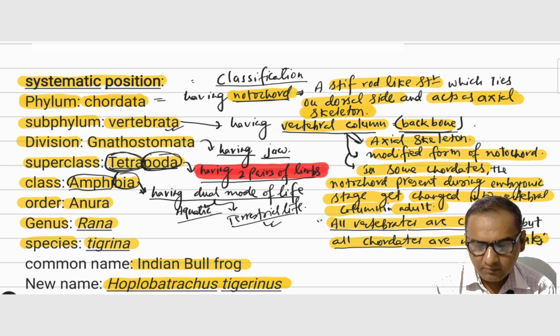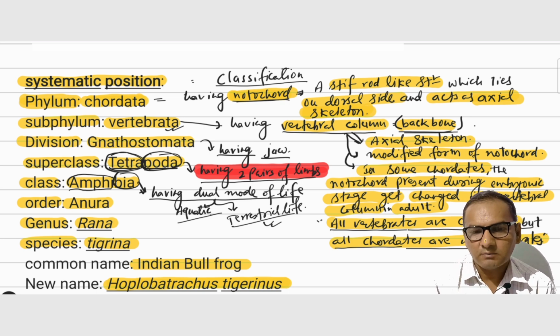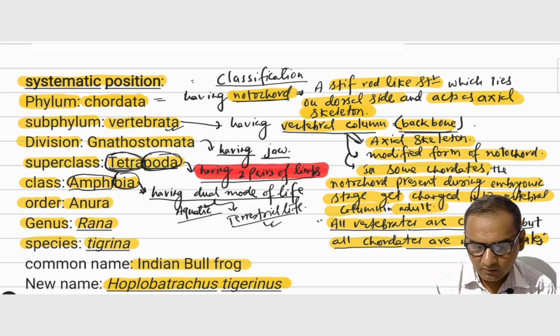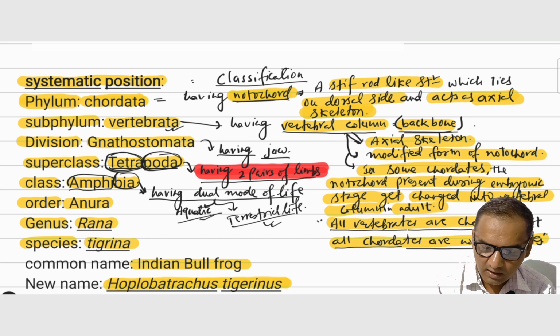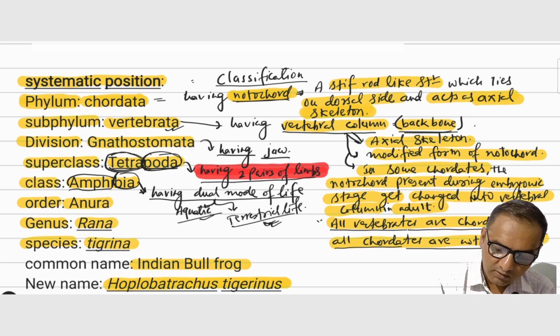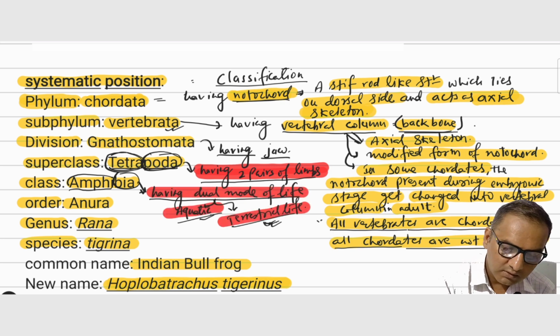The amphibians are the first vertebrates to come out from the water. They are the first group of animals which are terrestrial. Among vertebrates, they are first to lead the terrestrial life. So Amphibia means having a dual mode of life, and the dual mode of life means aquatic life as well as the terrestrial life.